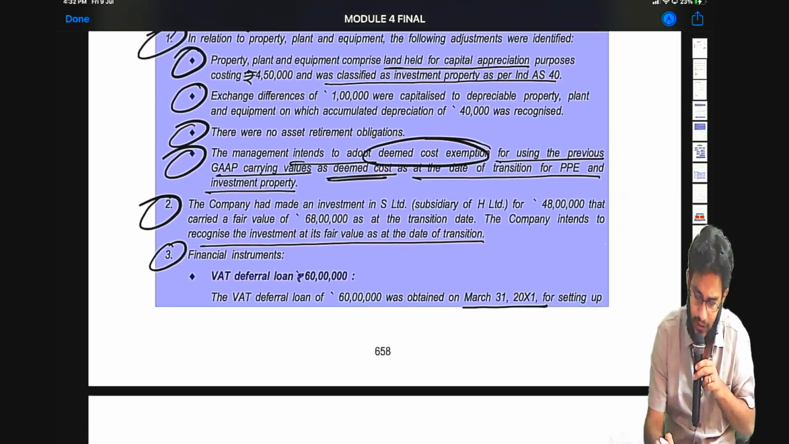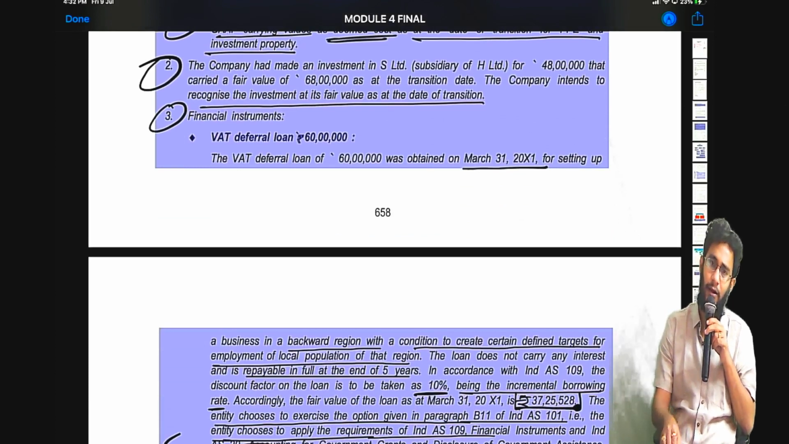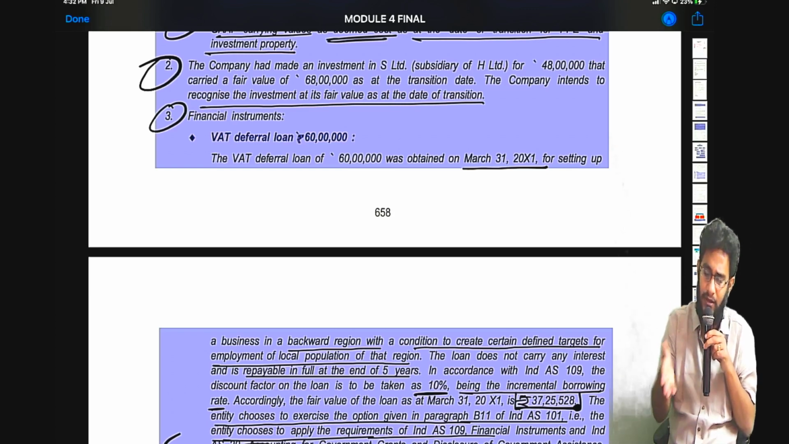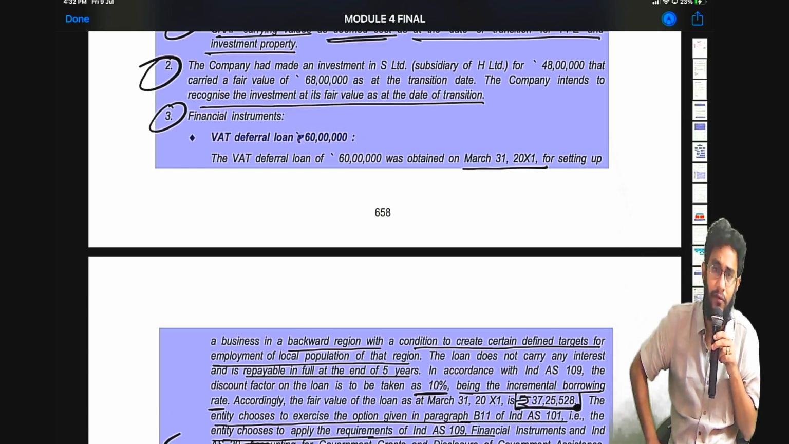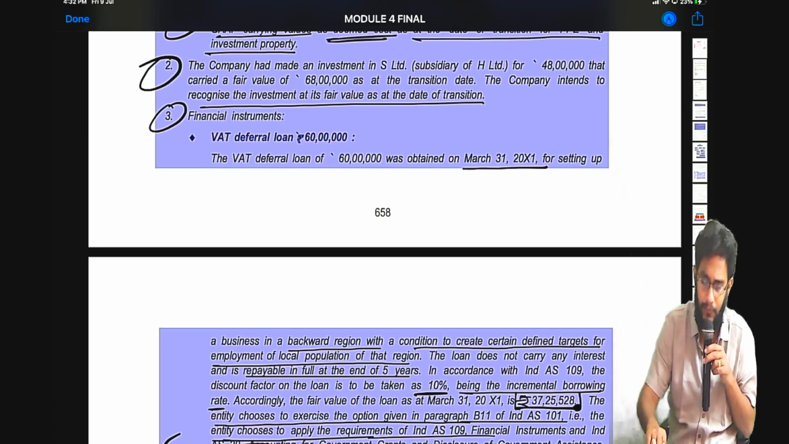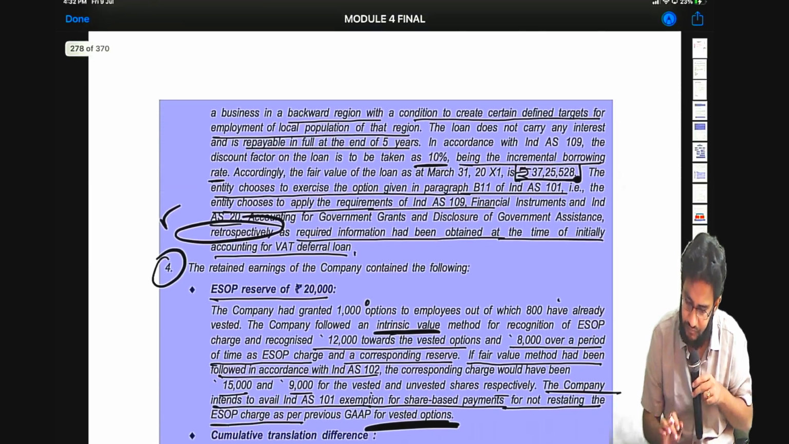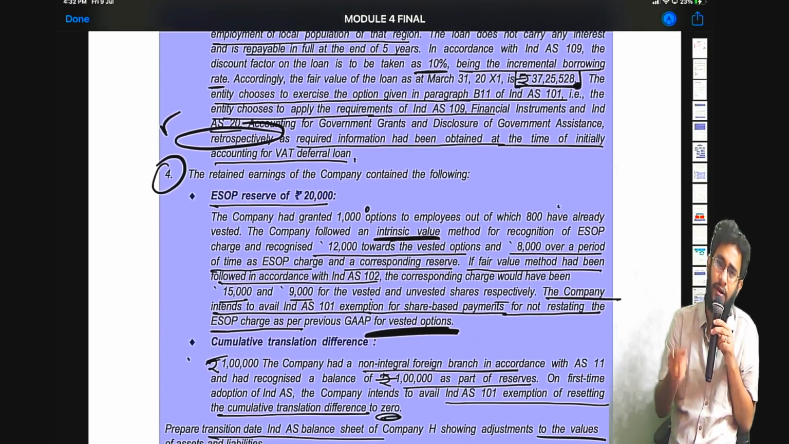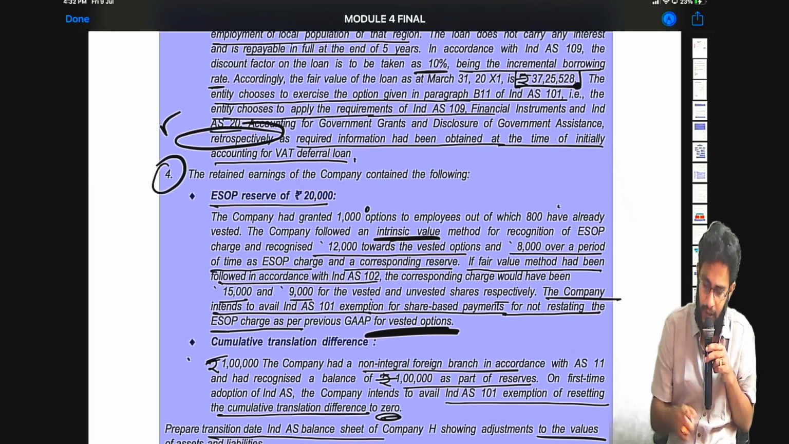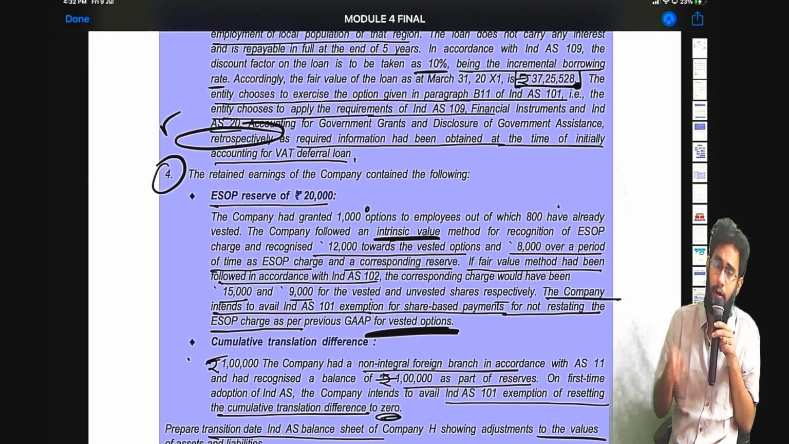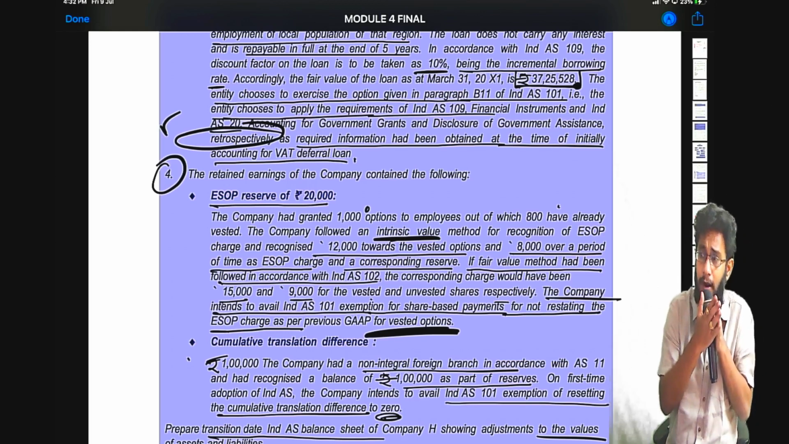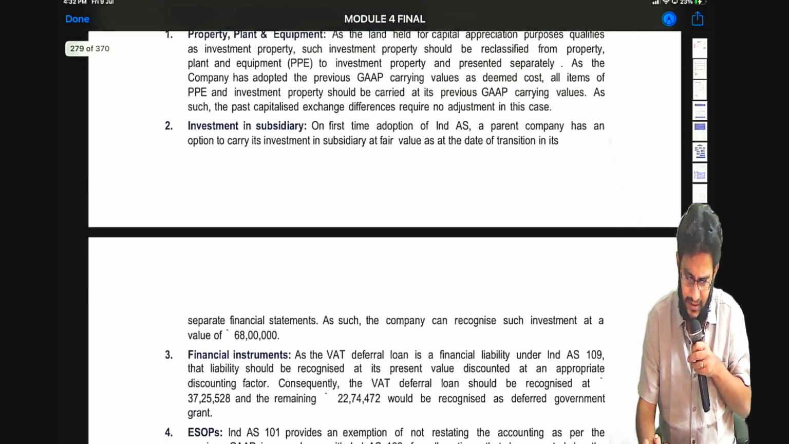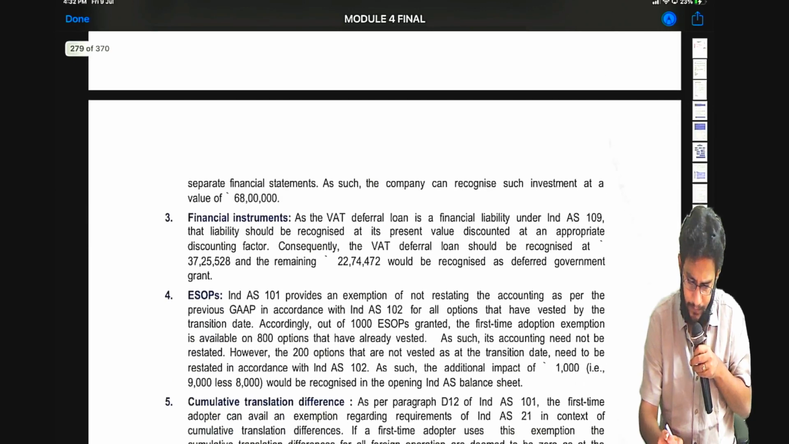Third adjustment. You have a loan appearing at 60 lakhs. The loan, you will split it into financial liability component and deferred income component. Amounts already given. Financial liability component they have given 37, 25, 5, 28. The remainder will automatically become the deferred income component, grant component. Next. Regarding ESOP reserve, which is appearing now at 20,000, it will become 21,000. Extra 1,000 debit you have to give it to retained earnings. Cumulative translation difference already appearing at 1 lakh, that will become 0. The FCTR you merge it into retained earnings and kill FCTR. That's all, sir. You do all these adjustments. Whatever we have discussed in note point, each one small point you can write.